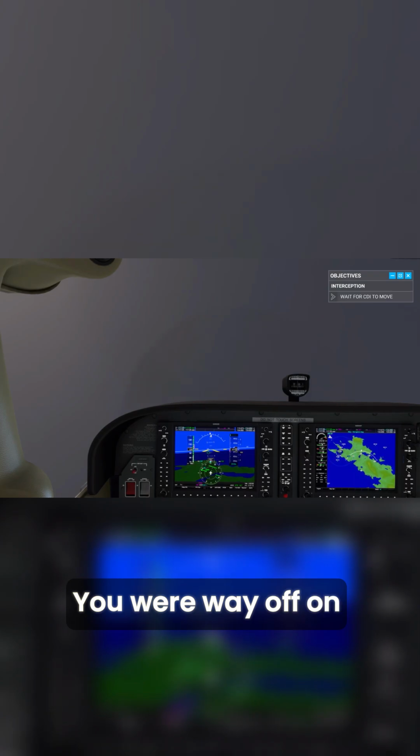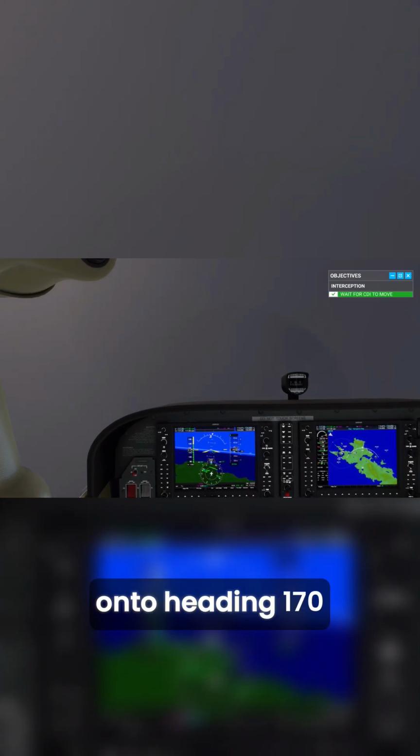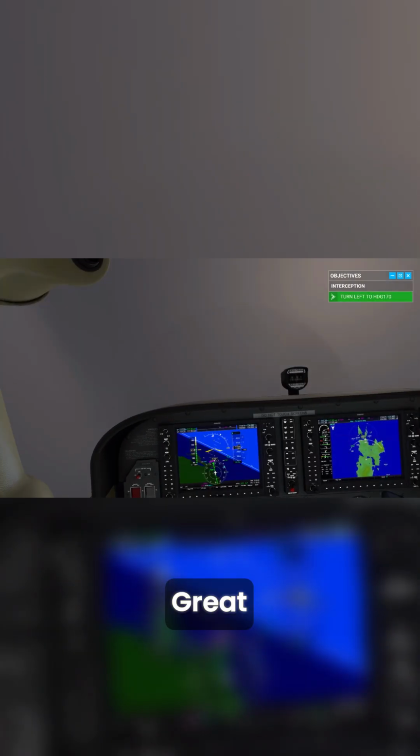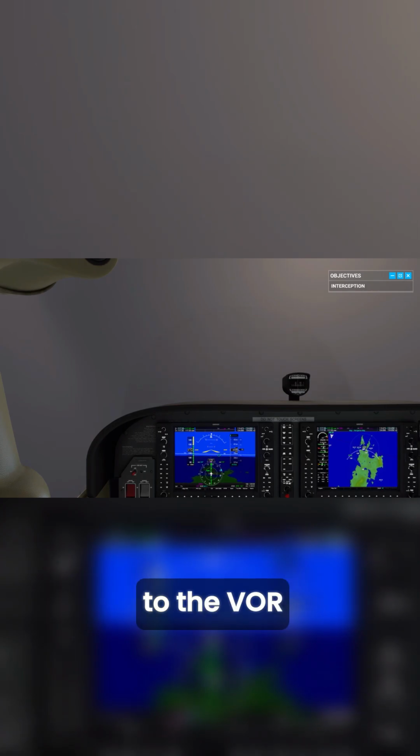You were way off on altitude holding. Here it comes. Now make a left turn onto heading 170. Great. Now keep the CDI bar centered, and it'll take us to the VOR.